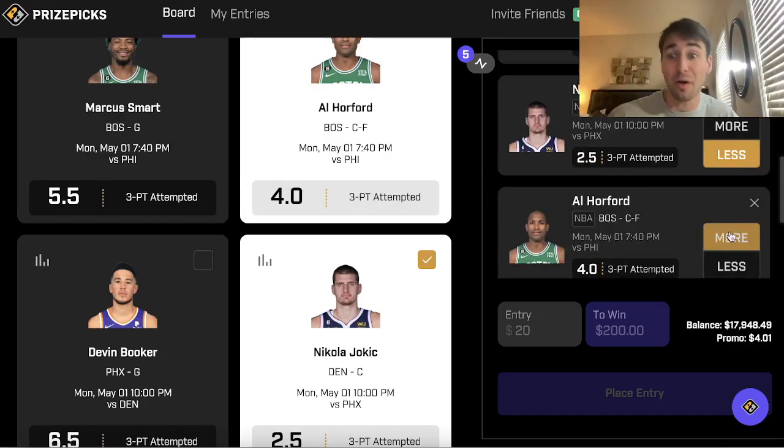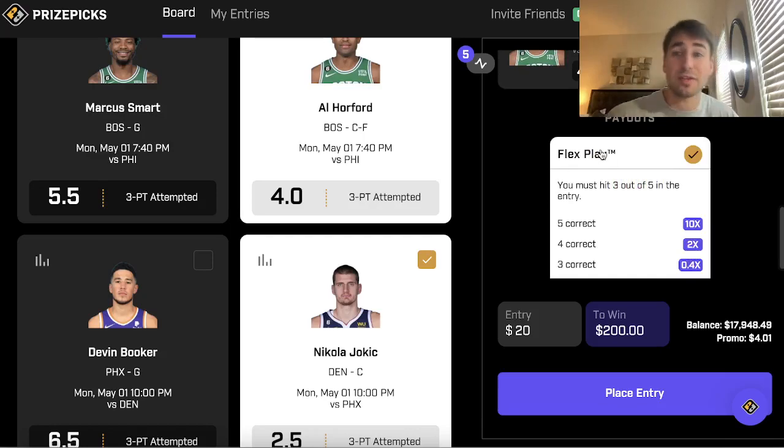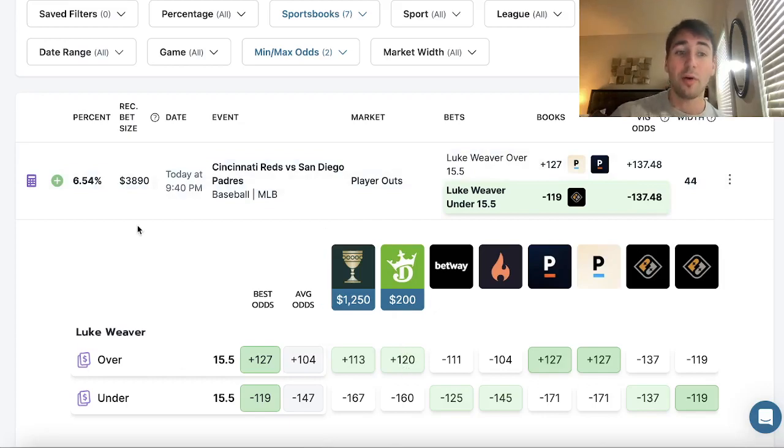It doesn't matter at all. We could take all overs, all unders. This is always the payout you're getting for a 5 flex play. And we know it doesn't matter if you take overs or unders, all you got to do to beat PrizePicks long term is win 54.25% of your player props. So this is the perfect example of what we're looking for. Super high profit margin too, 6.54%.